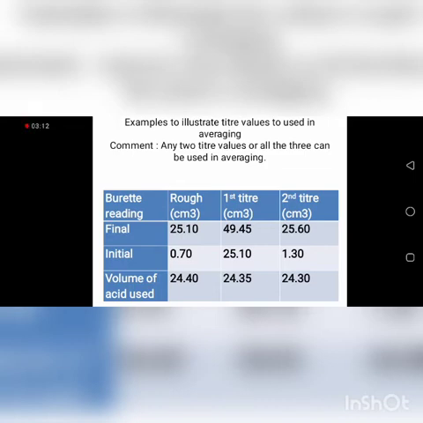So any 2 titre values from these 3 can be used, because their difference is less than or equal to 0.2. So you can use 24.40 plus 24.35 and divide by 2, or possibly you can use the 3 of them and divide by 3. Okay, since their differences are less than 0.2 cm3, the volume of acid used, the 3 of them can be used.